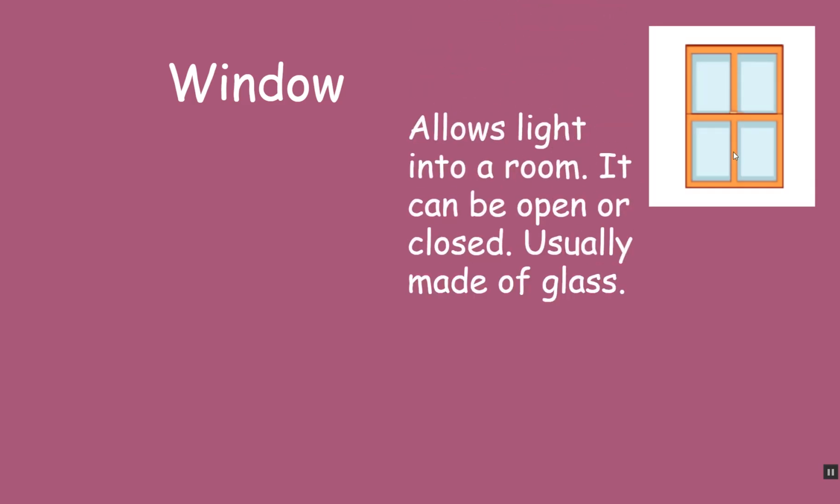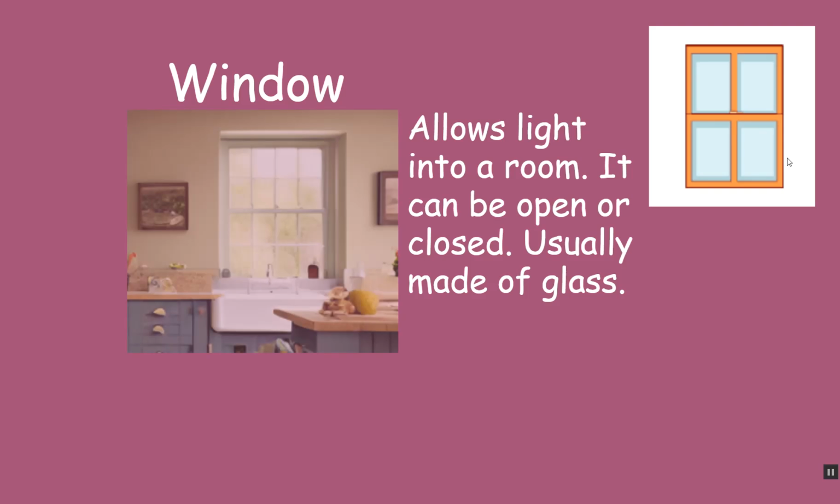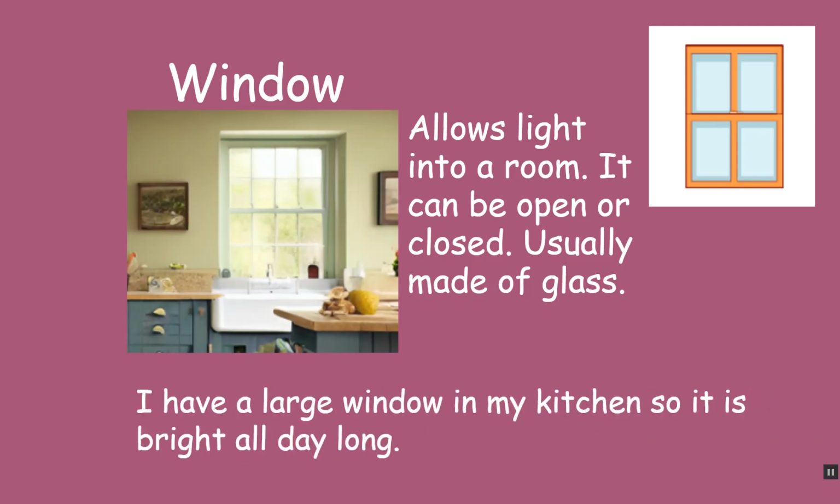Window. Allows the light into a room. It can be open or closed, and it's usually made of glass. That's the kitchen. I have a large window in my kitchen, so it's bright all day long. And if you notice, I do not have any curtains in the kitchen because I don't want to darken the kitchen out. I want to keep it bright all day long.